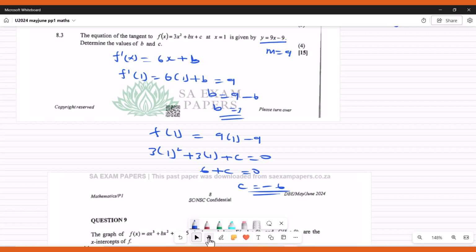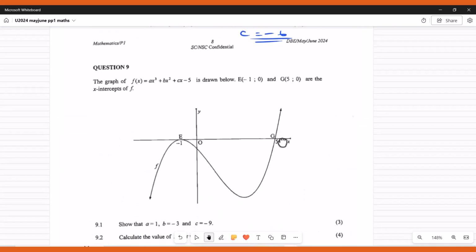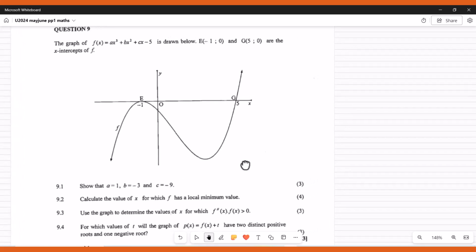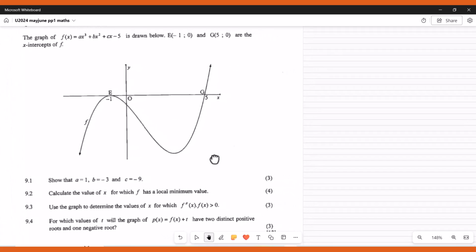Next question here. It says question 9. The graph of f of x equals to ax cubed plus bx squared plus cx minus 5 is drawn below. Negative 1 and 5 are x-intercepts of f, so that a is 1, b is negative 3, and c is negative 9 here. So what do I have? I think you guys can see that our function is turning along the x-axis. So this negative 1 is both a turning point and the x-intercept.